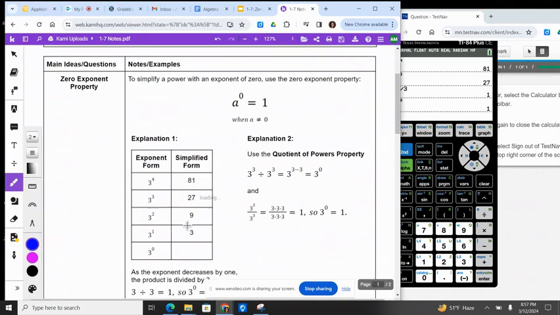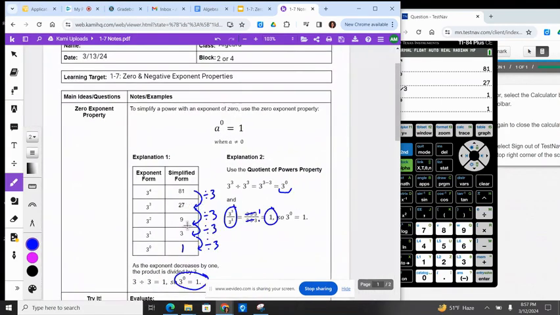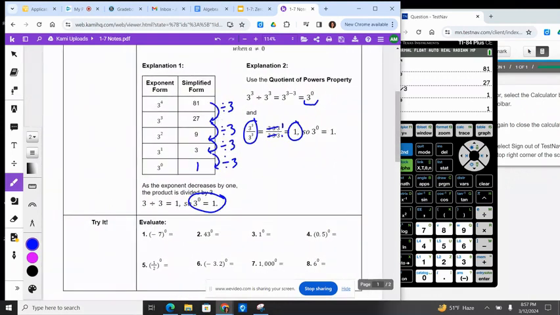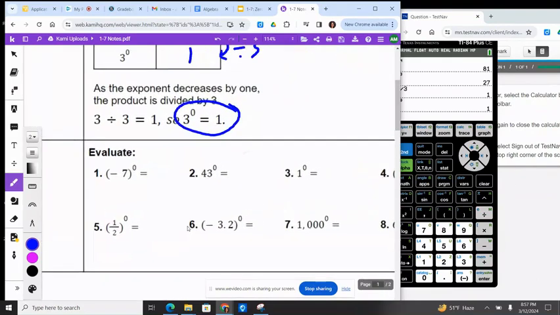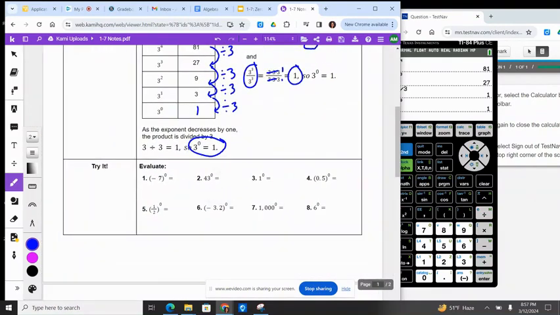so that brings us to a bunch of examples, and I think this is going to be the fun part for you. We just proved that anything to the 0 power is 1. So if we were to evaluate all of these, our answer will be pretty easy. It's going to be 1. So -7 to the 0 power is 1.